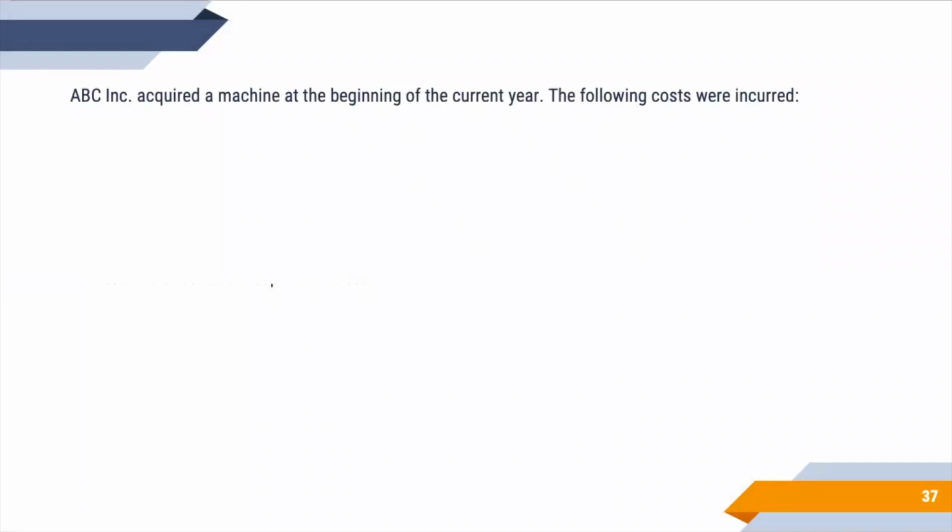ABC Incorporated acquired a machine at the beginning of the current year. The following costs were incurred. First, cash paid for machine inclusive. So kasali daw yung 12% VAT, 896,000. How much do we capitalize? The answer is 800,000 pesos only because we removed the 12% VAT. How do we do that? 896,000 divided by 1.12, that would give you 800,000.